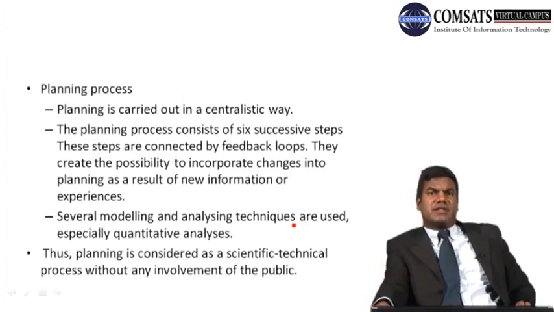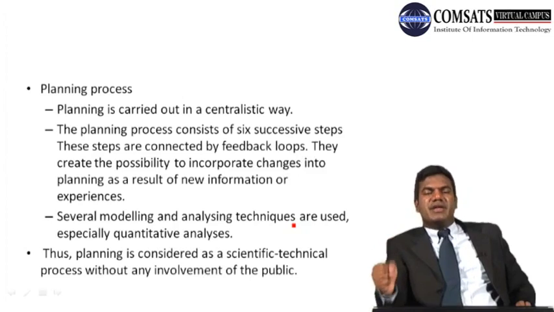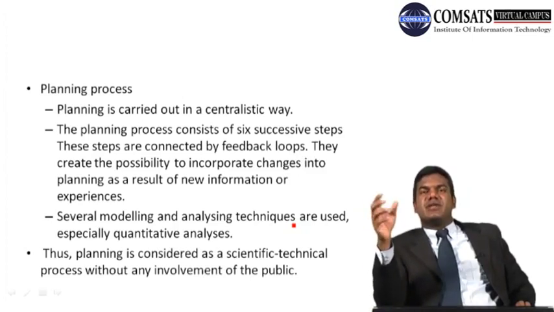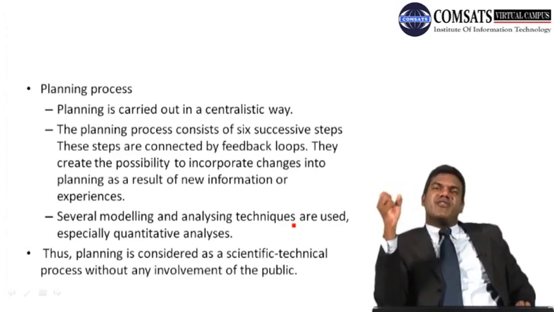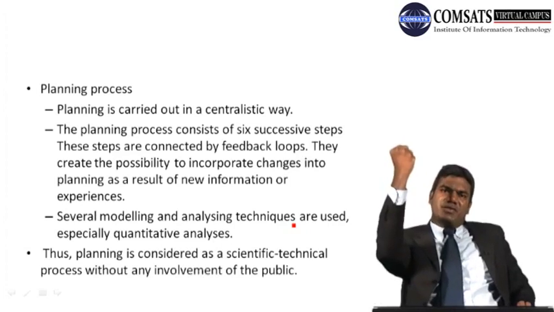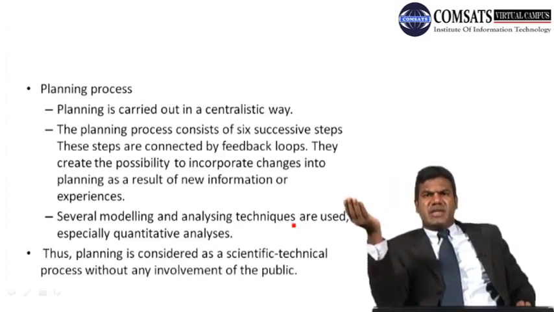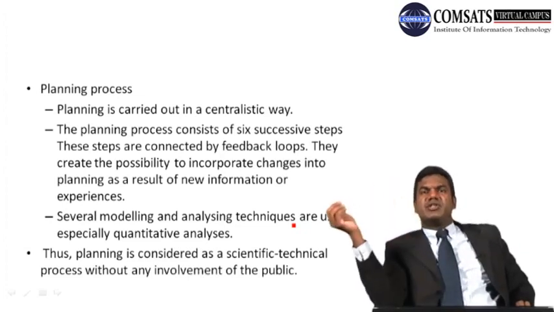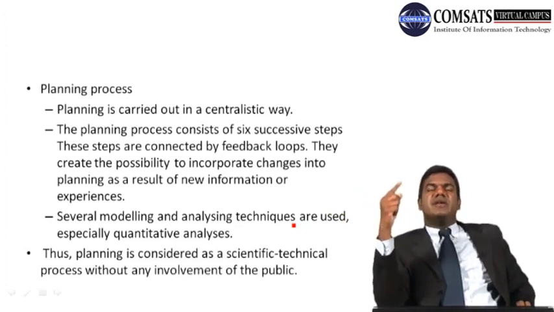Ab hamara process kaise chalta hai? Word process aa gaya, theek hai? Planning is carried out in a centralistic way. Ek hoti hai centralized aur ek hota hai decentralized. Centralized means that all the power is in the center. Then, iske 6 steps hain. Once you look at your lecture notes, uske andar aapko mention kiye hue hain. Aur ye steps kya hai? Inke andar feedback loop waise hi connected.